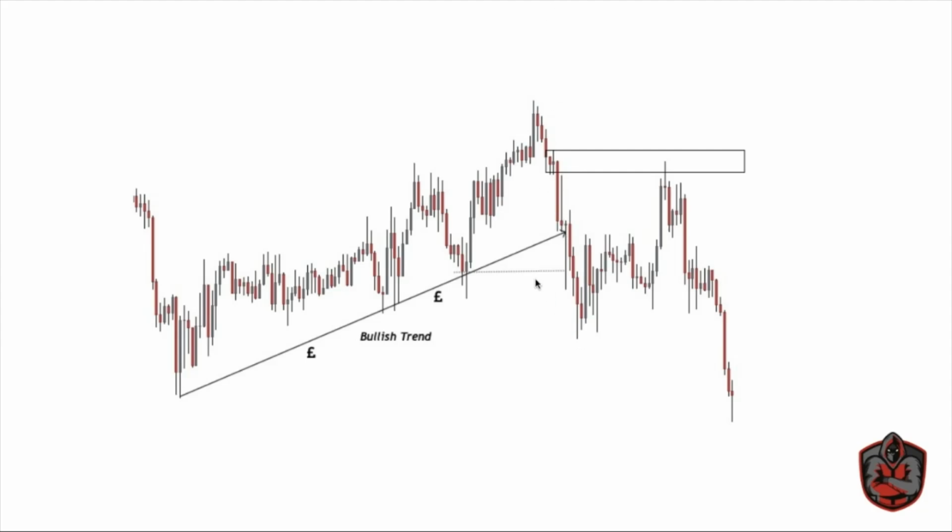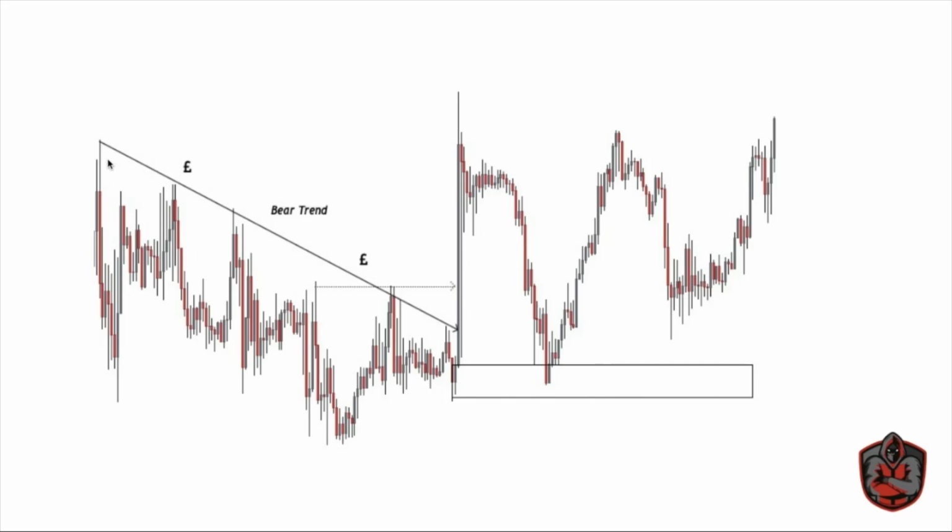Liquidity was taken out, structure was broken, price pulls back, mitigates this area of supply, and then continues to the downside. This is another example. Price was printing a series of lower highs and lower lows. Now again, without the liquidity concept that I'm teaching you now, you could have taken this trade right over here. How? Because look what happened over here.